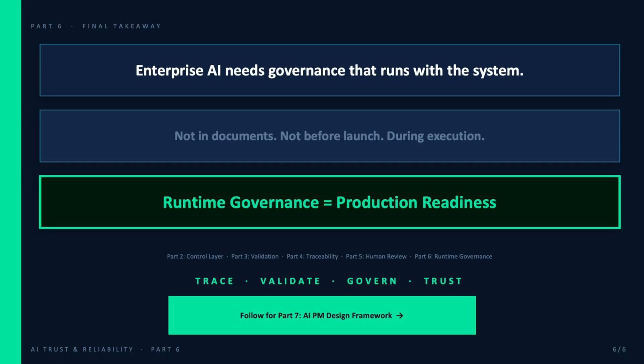Governance should not be a document sitting outside the system. It should be a control layer running with the system. A policy that cannot affect execution is just guidance. Runtime governance is what turns that guidance into production control. That is how enterprise AI becomes reliable infrastructure.